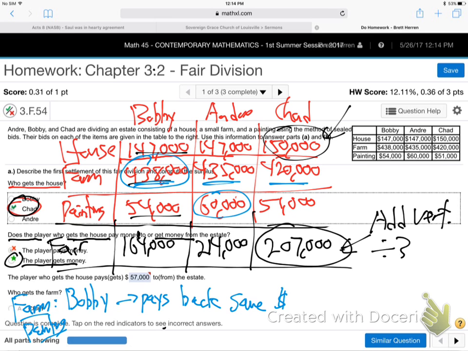Sometimes there's 3 items and only 2 people, or 3 people and only 2 items. Not everybody gets an item. That's just a coincidence on this one. So Andre bid the highest on the painting. So the painting is going to Andre.